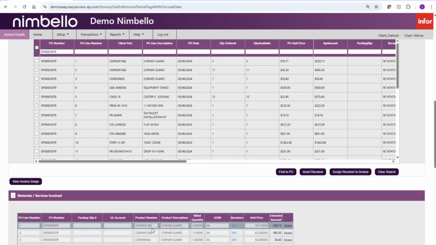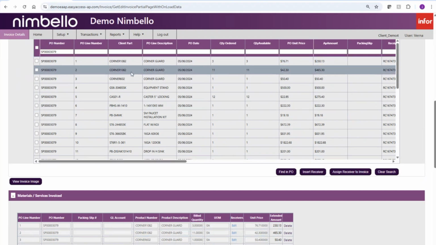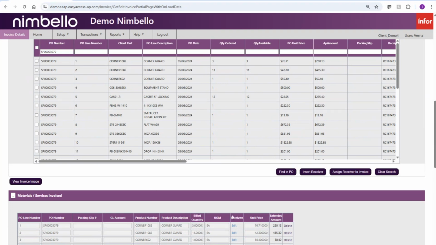If that part number is either not found in the purchase order or it's duplicated, such as this corner 1082, there's 2 lines with that, well, then we can't use that because that's not unique. So we're going to go to the next element. We're going to look at unit price. And 76.71, is there a unique price of 76.71?